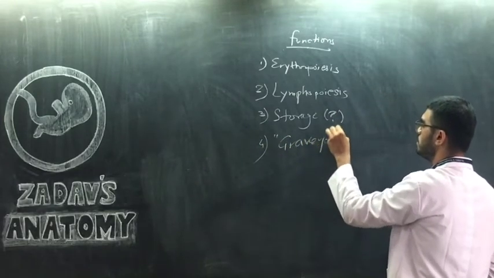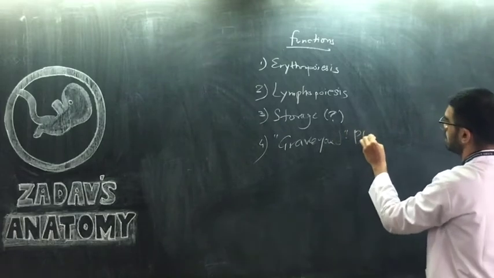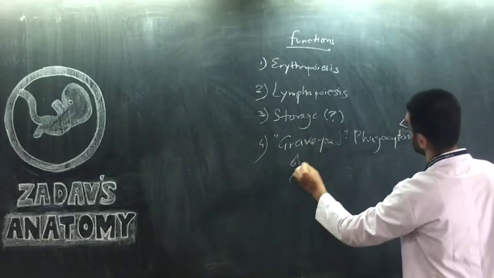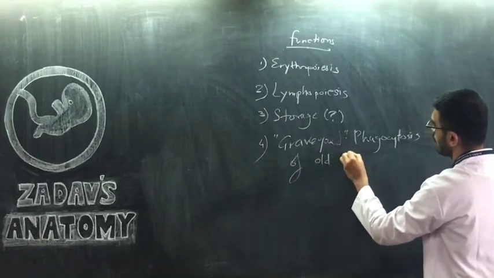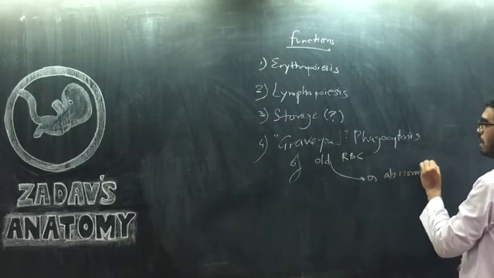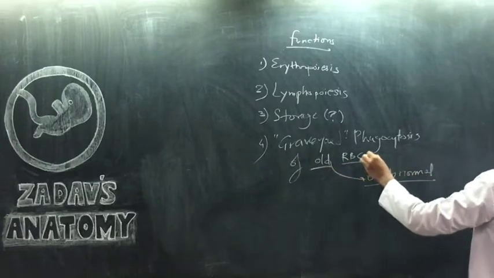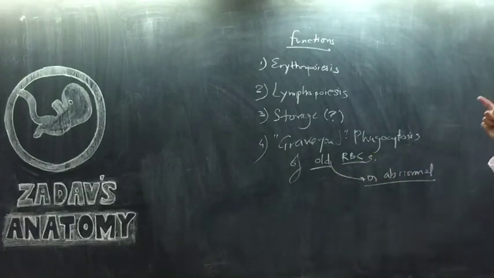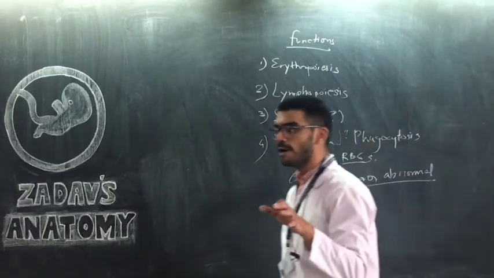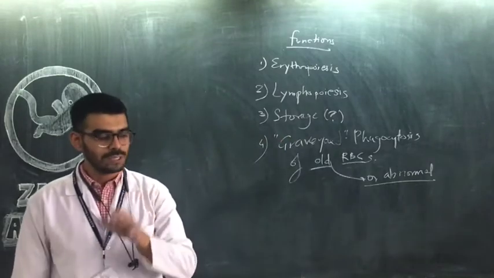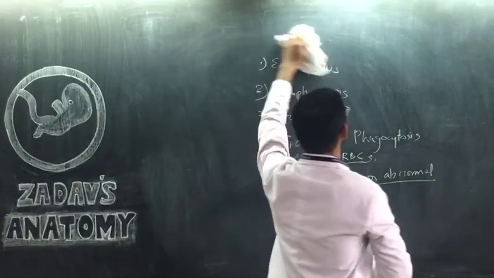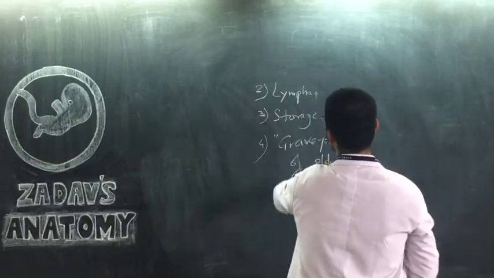So you can just say it is the phagocytosis of old or abnormal RBCs. Okay, those are your functions: erythropoiesis, lymphopoiesis, storage, maybe, maybe not, and phagocytosis of the old or the abnormal red blood cells. Okay, let's talk about the next thing now, and that is location and extent.